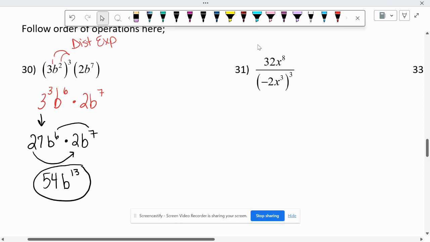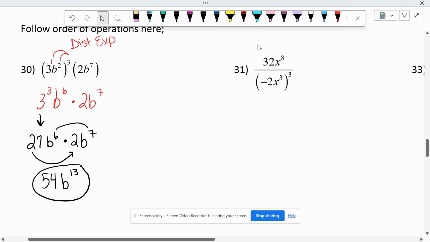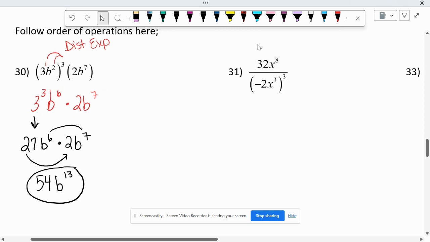I'm going to do example number 31, and then we're going to move to the word problems on the back. So number 31, what do I have to do in the denominator?